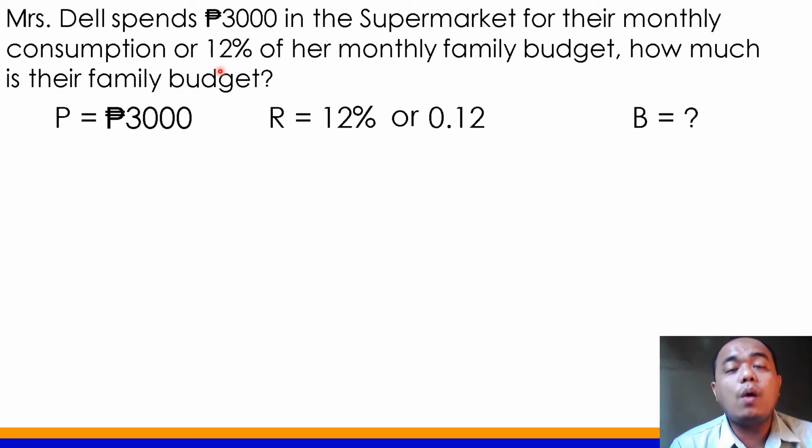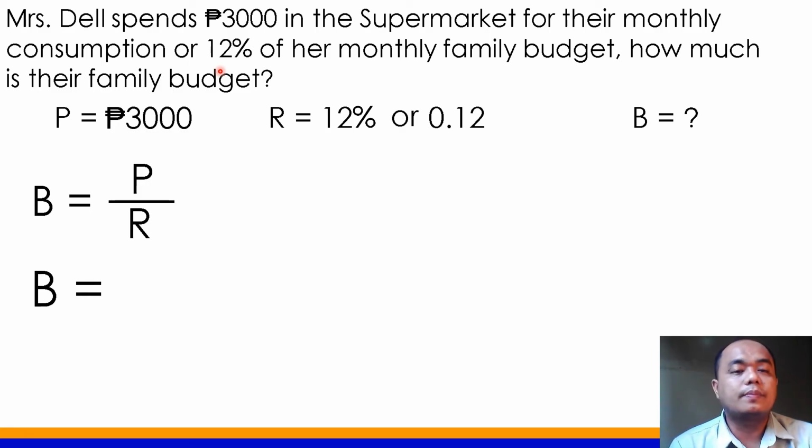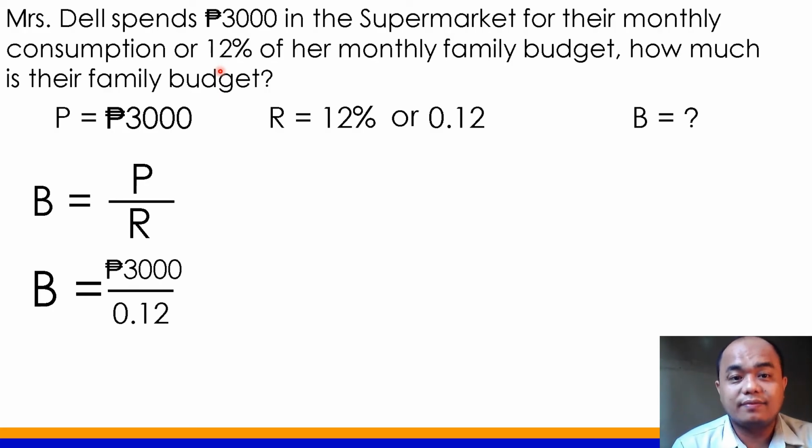And obviously, our base here is missing. So, para makuha yung base, we will use this formula. P divided by rate. So, let us substitute. Yung B, and then yung P is 3,000 pesos divided by 0.12. Okay? So, let us solve 3,000 divided by 0.12. Again, we cannot manually solve this immediately because our divisor here is decimal. So, we have to make this decimal number to whole number.